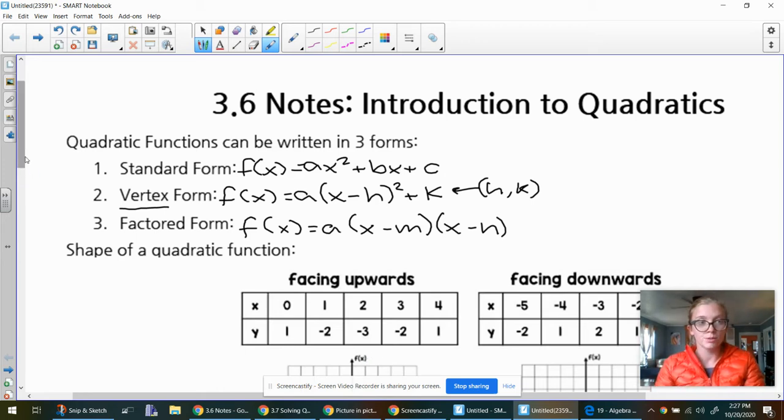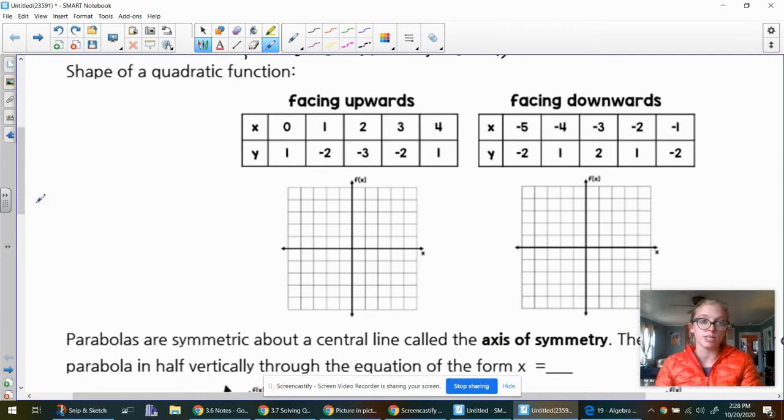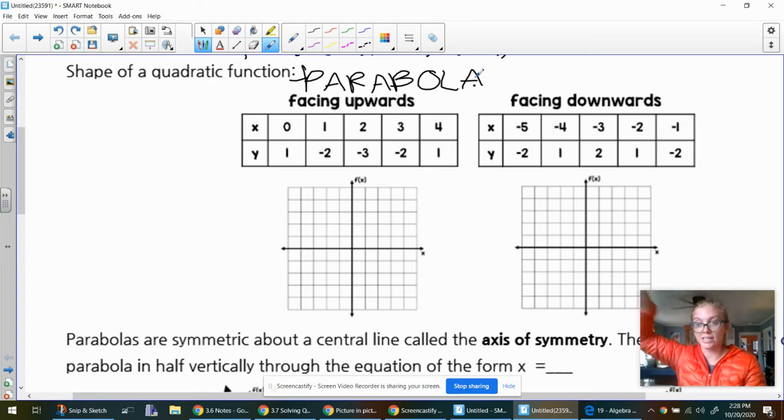So let's go ahead. I'm going to scroll down a little bit. Now that we know our three forms, we're going to look at the shapes of a quadratic function. So the shape of a quadratic function is what's called a parabola. So the shape is a parabola. It's a U shape. So while a linear function makes a straight line, and an exponential function makes an L shape, a parabola makes a U shape. So parabolas can be facing upwards or facing downwards.